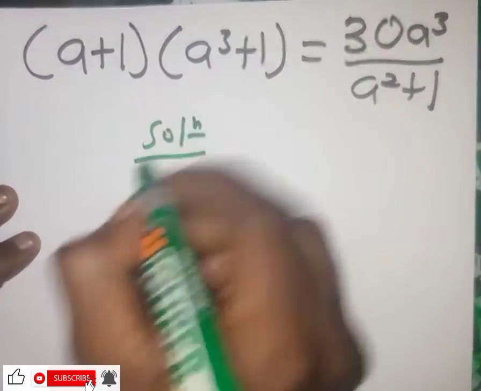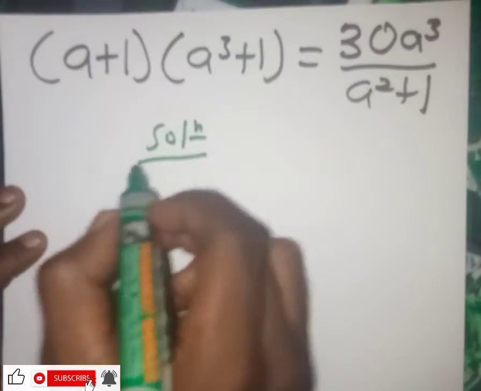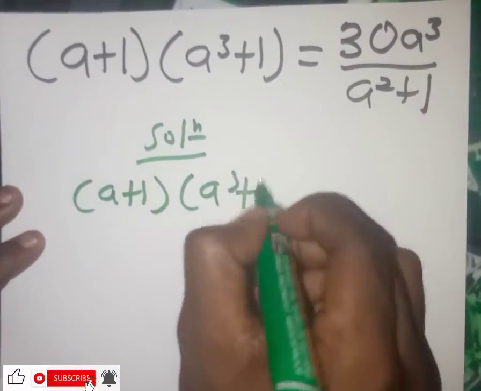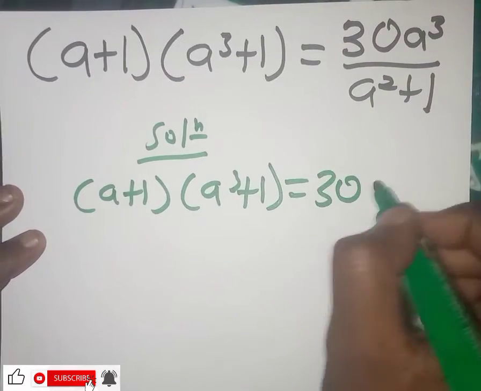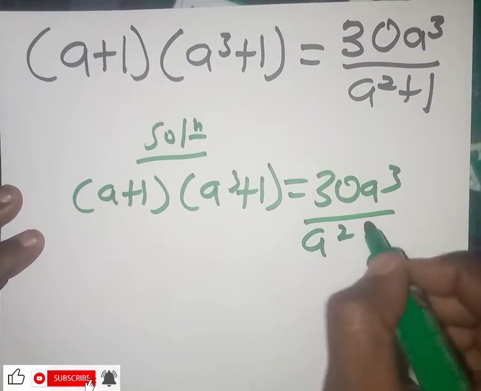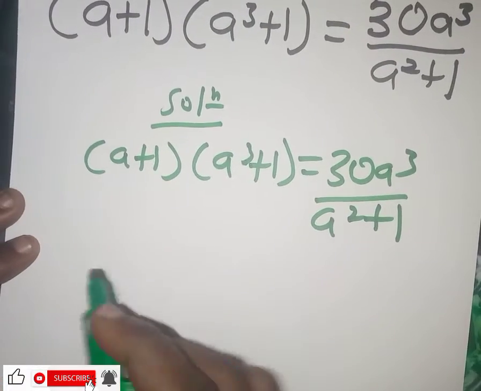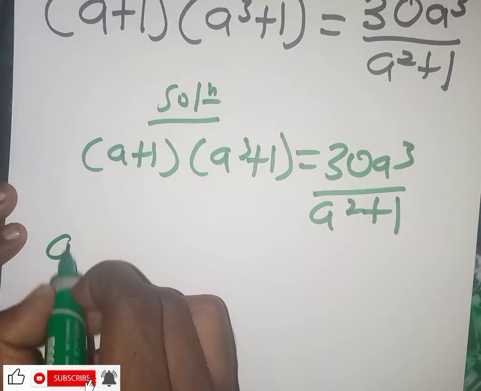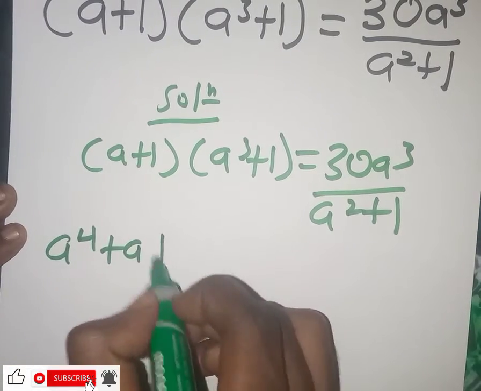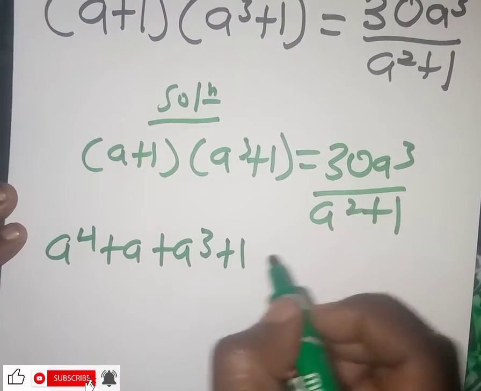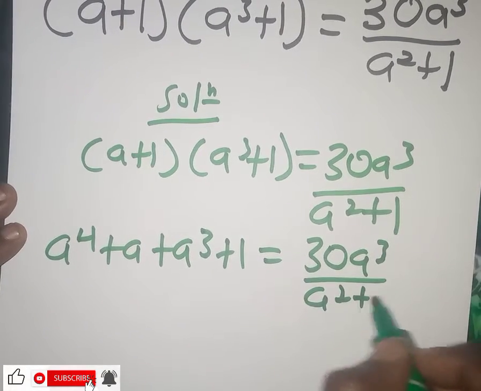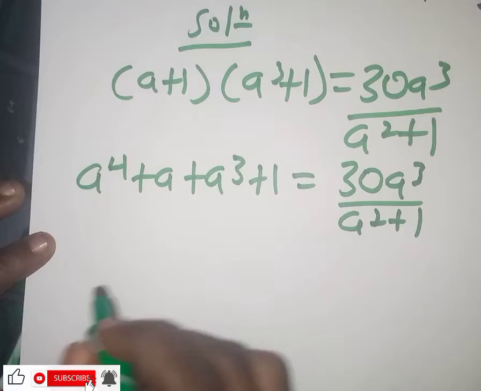So you realize that for the first part we have (a + 1)(a cube + 1) being equal to 30a cube divided by a squared plus 1. Now let's go ahead and distribute this. So distributing that, we have a to the power 4 plus a cube plus 1, and that being equal to a cube divided by a squared plus 1 in this case, right?